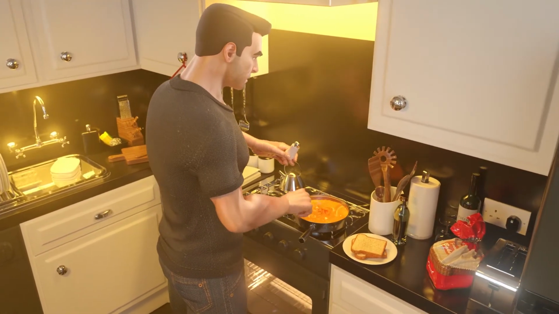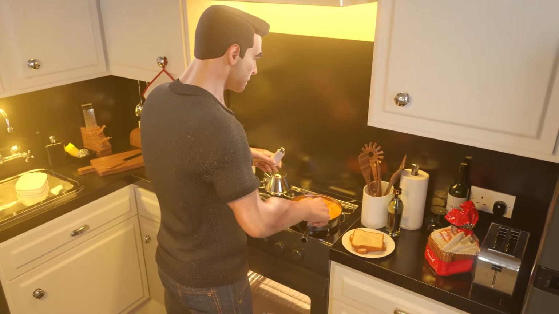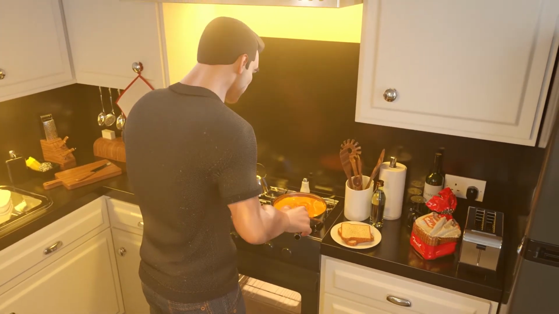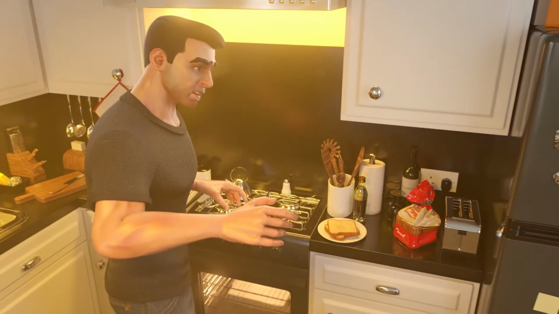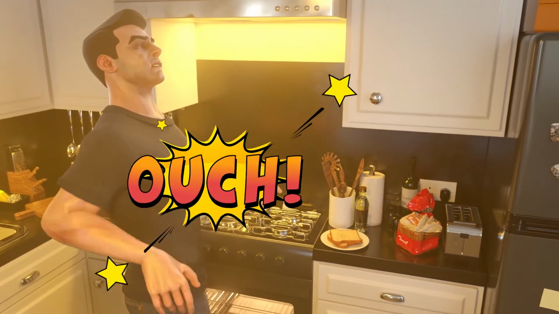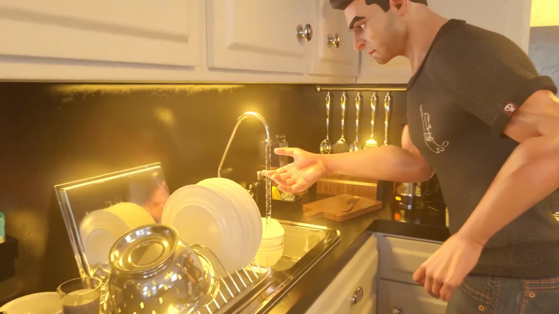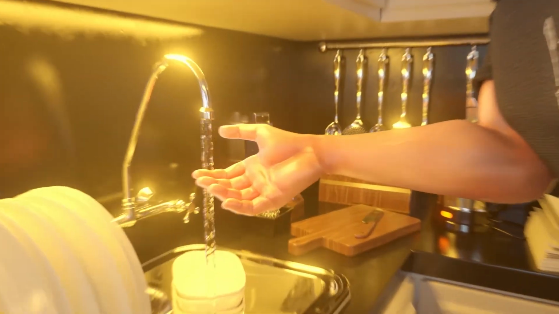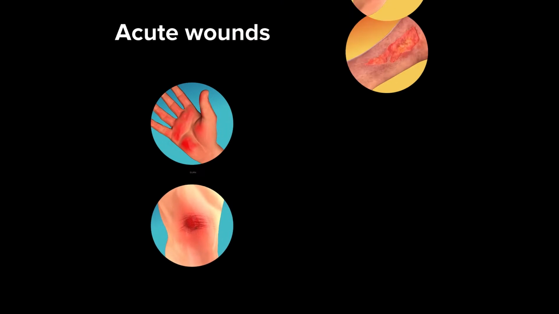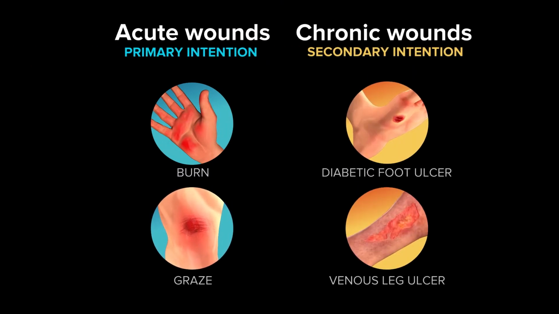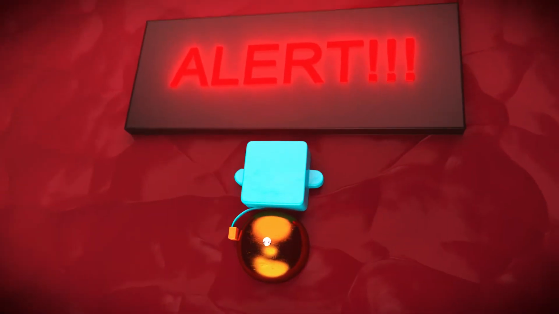A burnt hand, a wound most of us have or will experience several times. Wounds are usually divided into acute and chronic. This is an acute wound, a wound with minimal tissue loss that will only take a short amount of time to heal through primary intention. A chronic wound, like a leg ulcer, heals through secondary intention and takes a lot longer to heal. So, let's take a look at how the team is getting on.